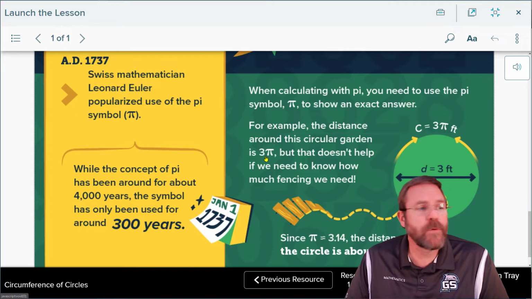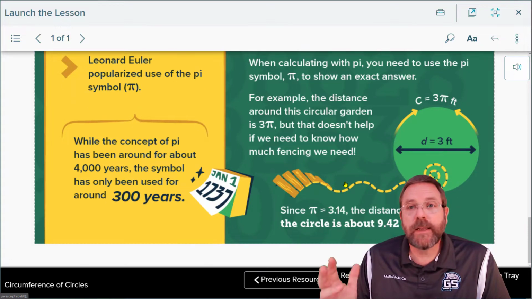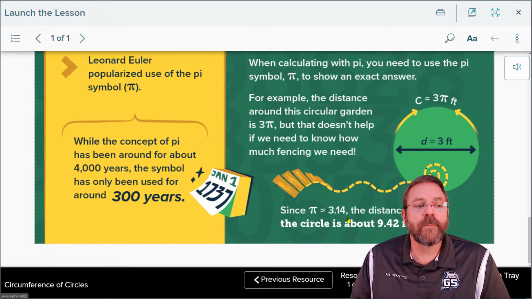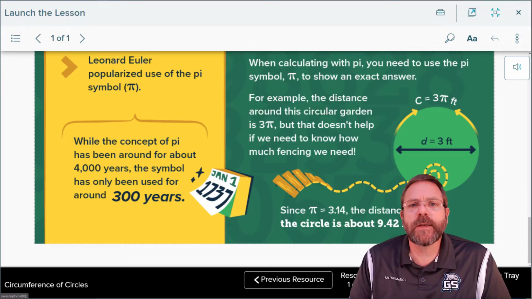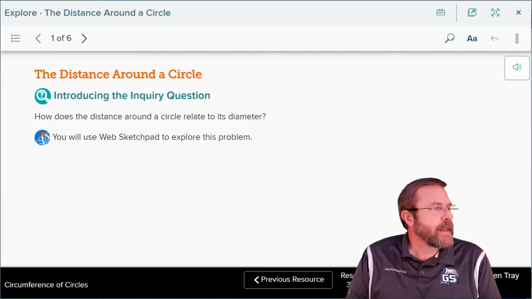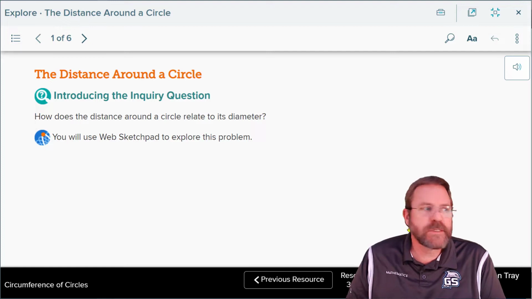It never stops moving. But that doesn't help if we need to know how much fencing we need to buy. So if we need to know how much fencing we need to buy, then it's time to estimate pi down to 3.14. So the distance around this circle here would be about 9.2 feet, and that's how much fence we need to buy. Our inquiry question this lesson asks, how does the distance around a circle relate to its diameter?